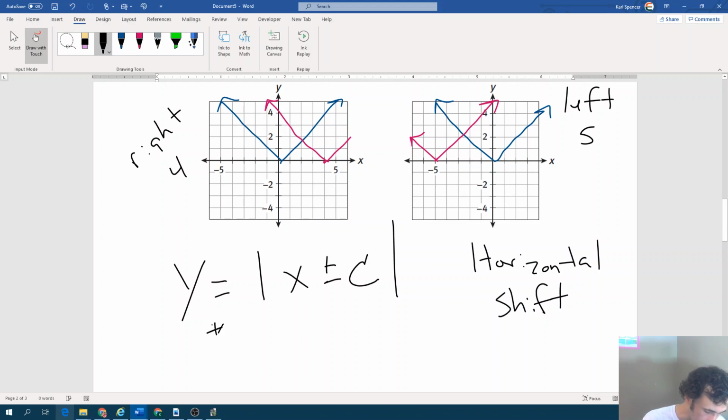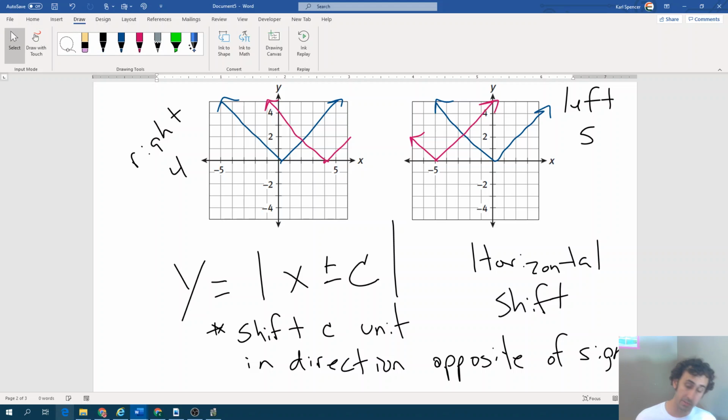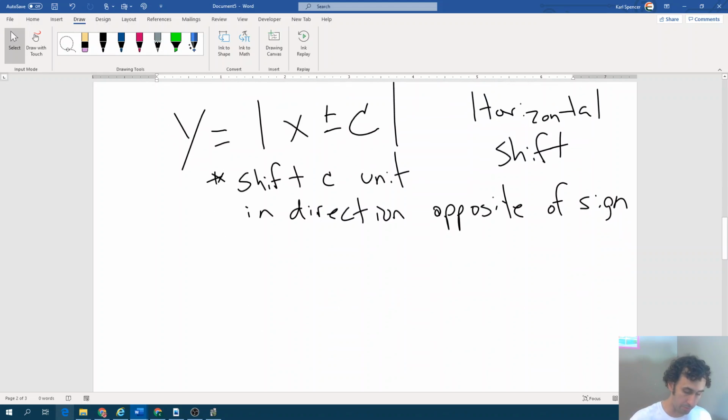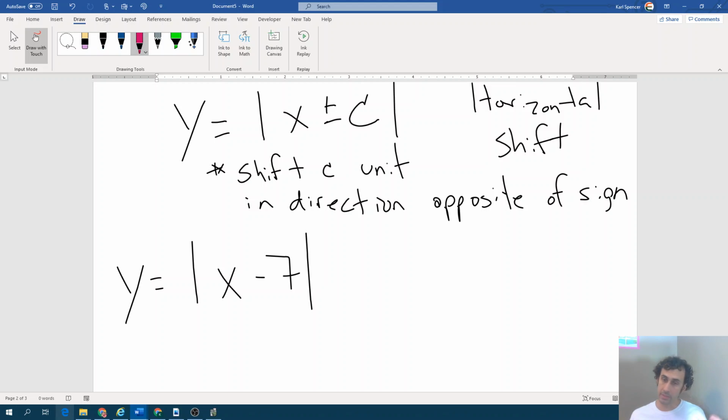Note: shift c units in direction opposite of sign. Opposite of sign. So positive numbers go to the left, or negative numbers go to the right. So let's just try a few, make sure we have it. Y equals the absolute value of x minus 7. So that's going to be, because it's on the inside, it's going to be that horizontal shift, 7.